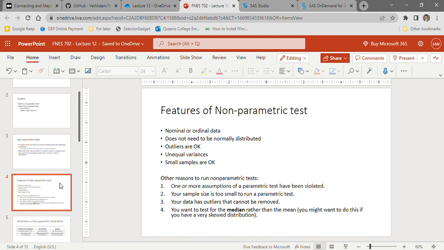So we're kind of just rehashing here. One of the assumptions has been violated, boom, come on over to a non-parametric test. Your sample size is too small, boom, run a non-parametric test. Your data has outliers that can't be removed, head on over, non-parametric test. And then the key one, and this is kind of if you remember the Jeff Bezos example, I'll give you the scenario again.